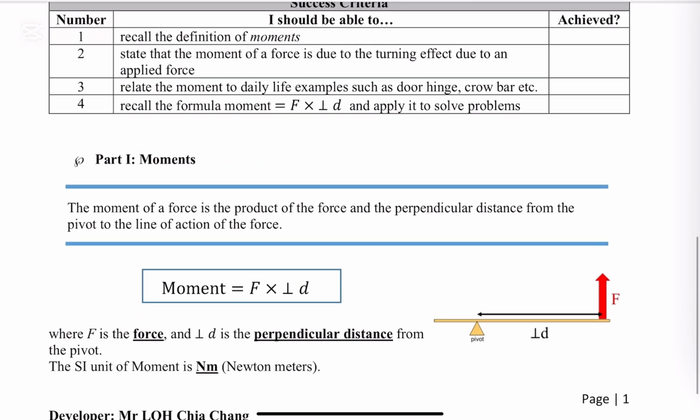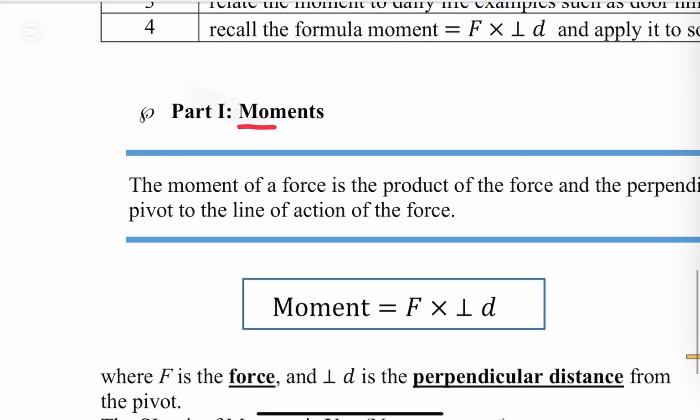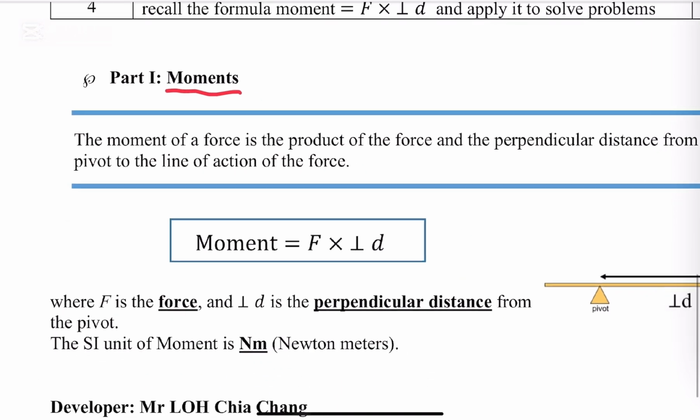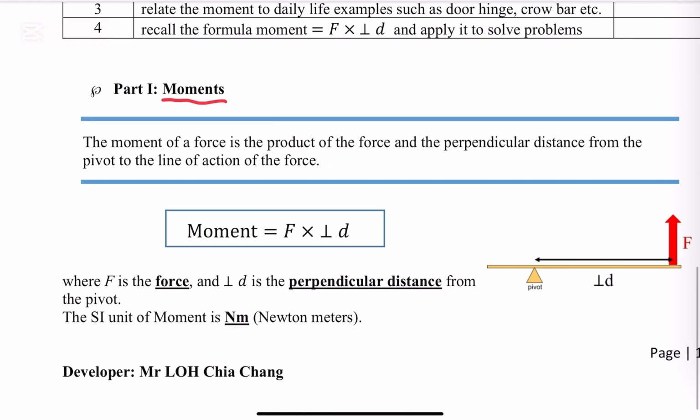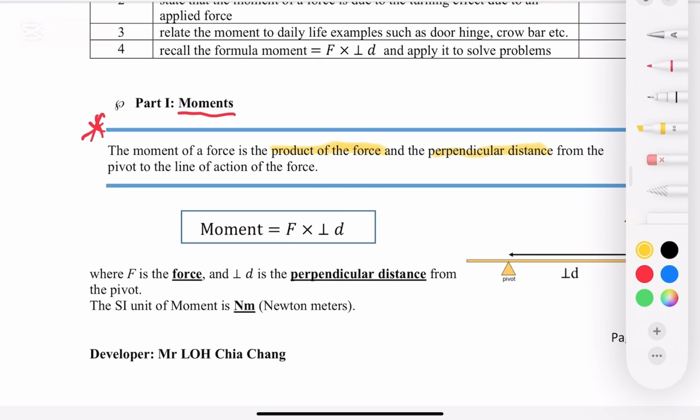Right, so the first part. When we talk about rotation due to a force, the name is called moments. So when we say moments, we actually mean it is a form of rotation, and let's look at the definition closely, which you should commit to memory word for word. The moment is defined as the product of the force that caused that rotation and the perpendicular distance from the pivot.